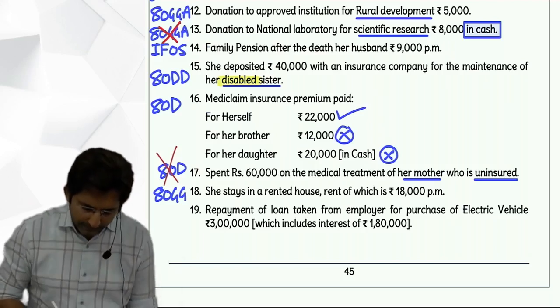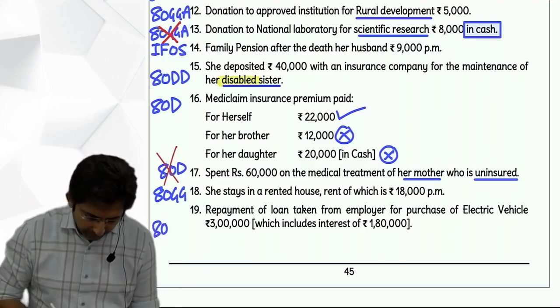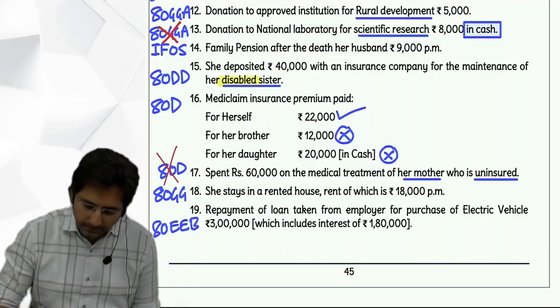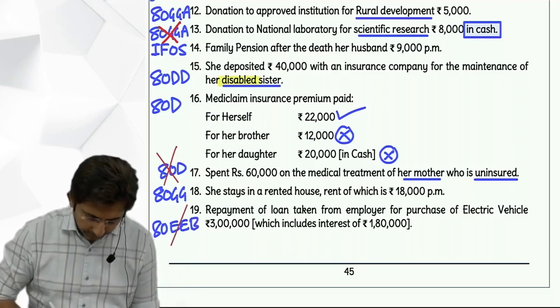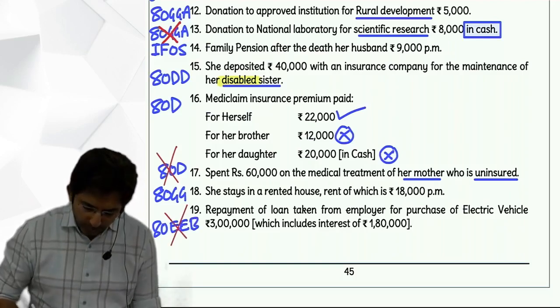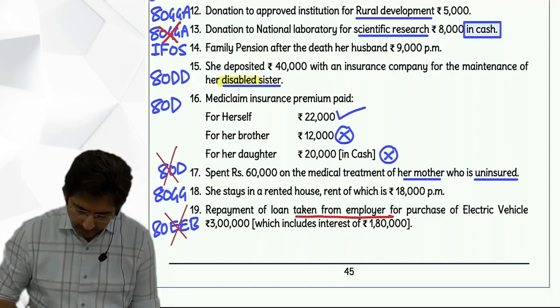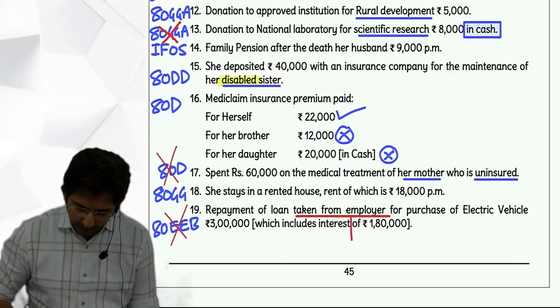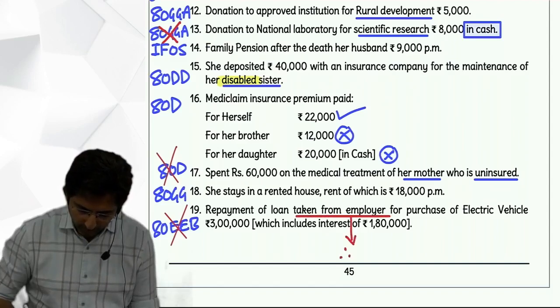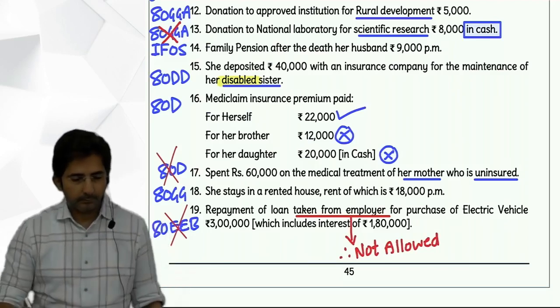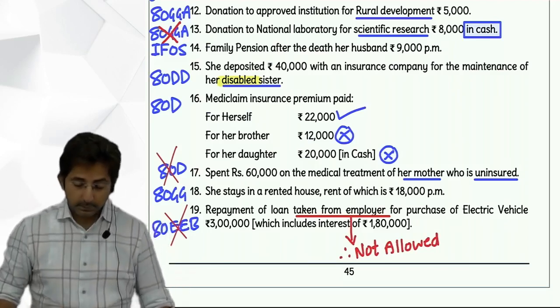So do one thing, you can write here 80 double EB and then cancel it. And you can also highlight this thing, what? Taken from employer, and there you can write therefore not allowed. Right there, taken from employer, therefore not allowed. Yes.